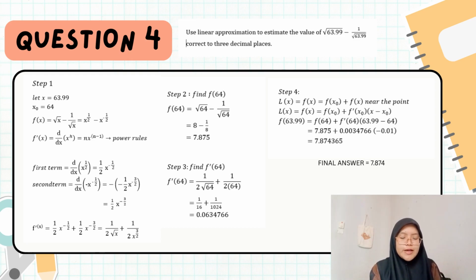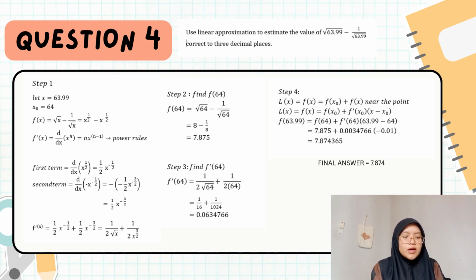For step 2, we use the function f(x), but x we change to x0 and we input the value x0. So we got 7.875. For step 3, we use the f'(x) function, and we use x0 and we change it to 64. So the answer is 0.063476.